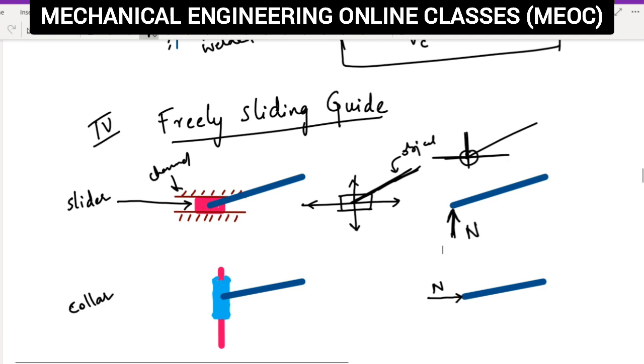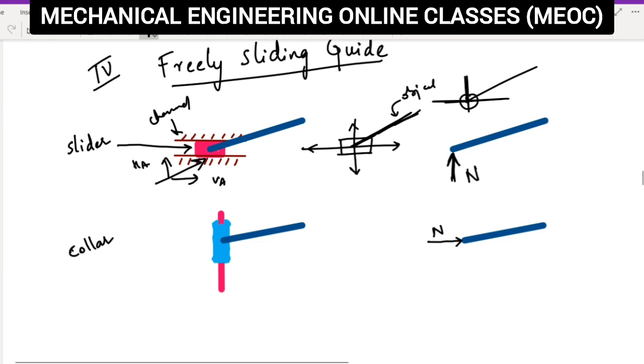We are not considering that this slider is having some reaction here. So we will split this into two parts. This is HA, this is VA. No. It is very clear that horizontally it is not restricted. If it is not horizontally restricted, then the restriction is in only one direction, that is normal. So it is here. So this is a case of a collar.